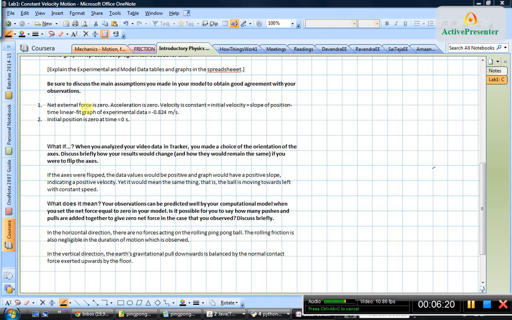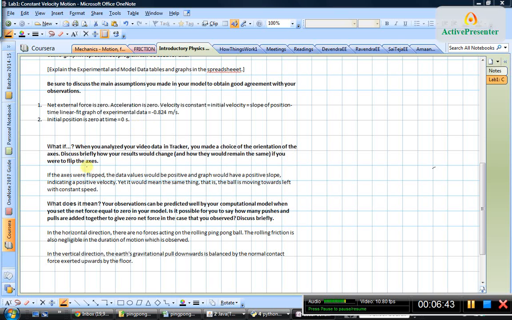Now the main assumptions I made are that the net external force is 0 and the acceleration, as a result, is 0 and velocity is constant, and the velocity is the initial velocity throughout. I used the slope of the linear fit of the experimental data, which is minus 0.824 meters per second, and the initial position is 0 at time t equal to 0.